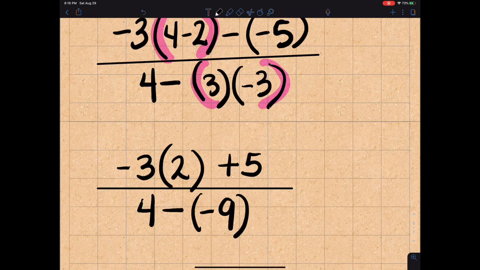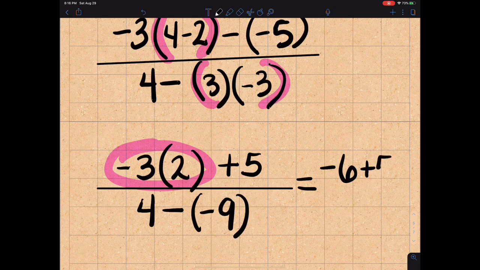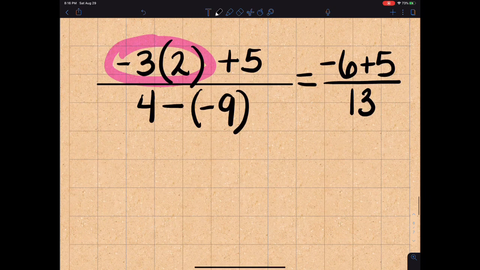So now let's simplify the numerator. Order of operations, we do this part first. Negative 3 times 2, you're going to be at negative 6 plus 5. And then on the bottom, 4 minus a negative 9, which is the same as 4 plus 9, and you get 13. So again, let's simplify this one more time.